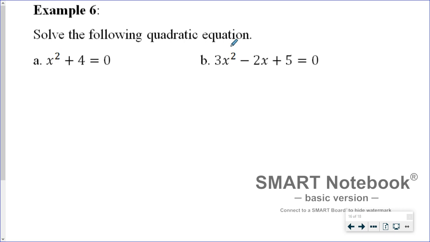All right, so let's solve the following quadratic equations. All right, so this one, of course, there's a couple of different ways you can do it, but the easiest way is to just subtract 4 from both sides, and then take the square root of both sides. x is going to equal 2i.